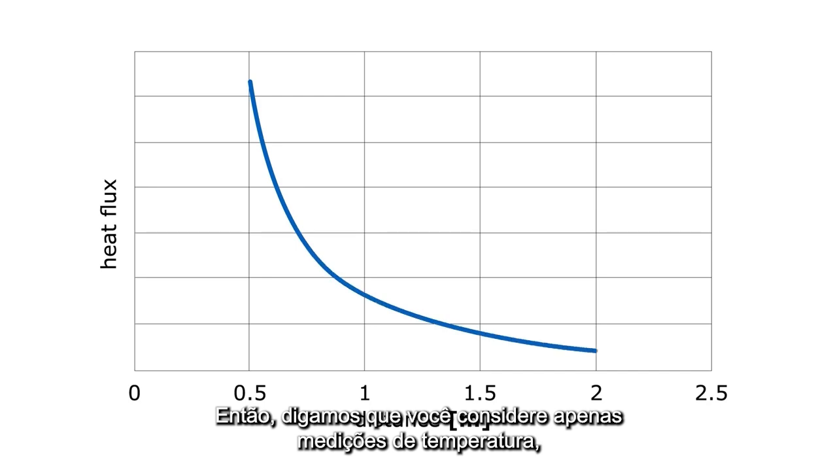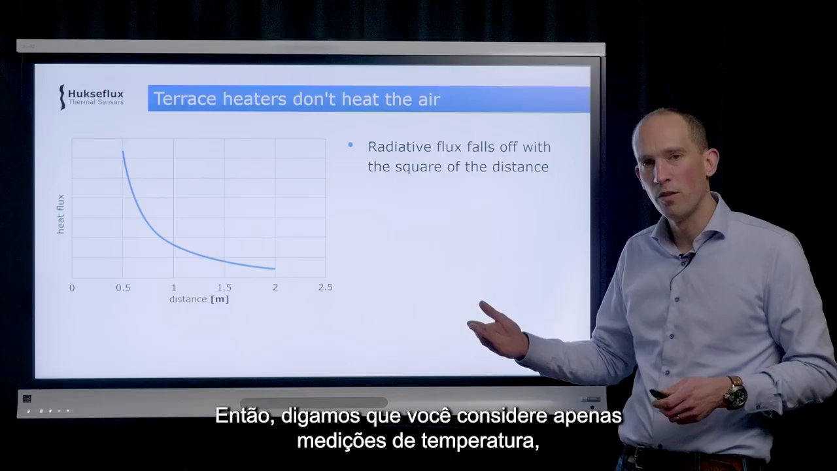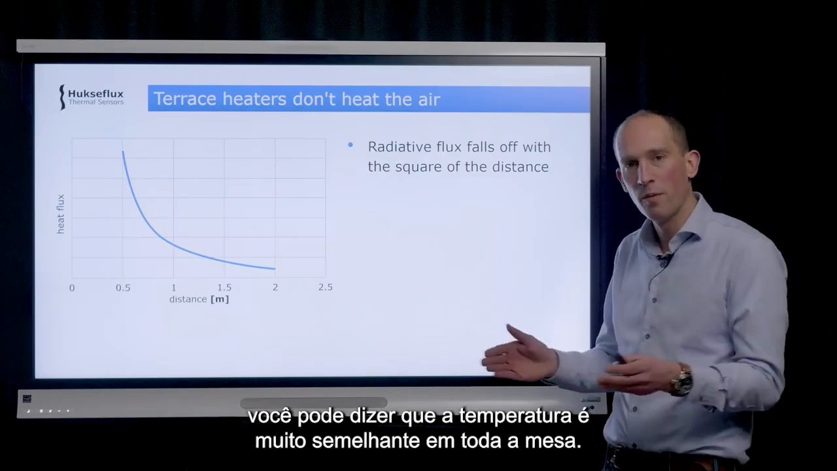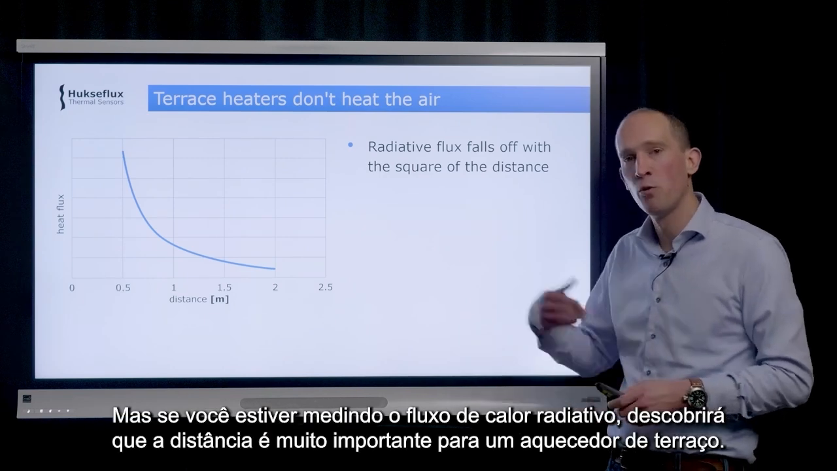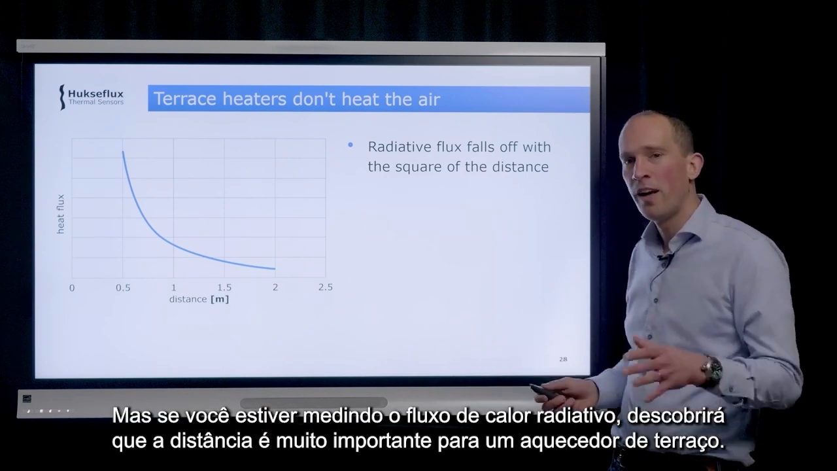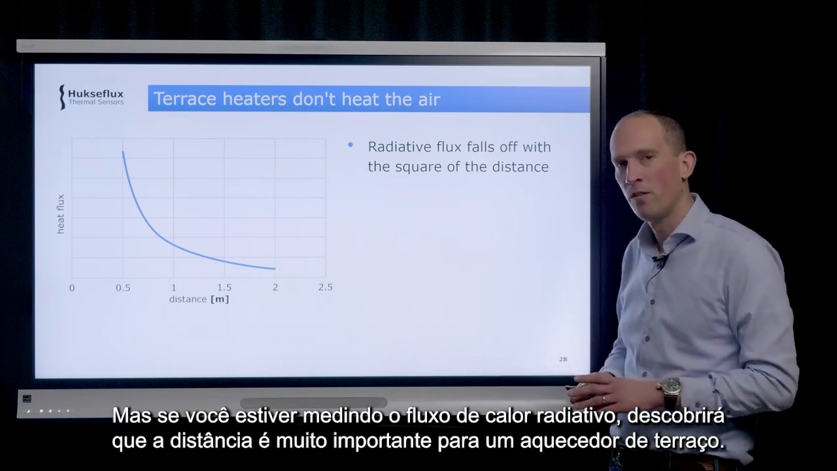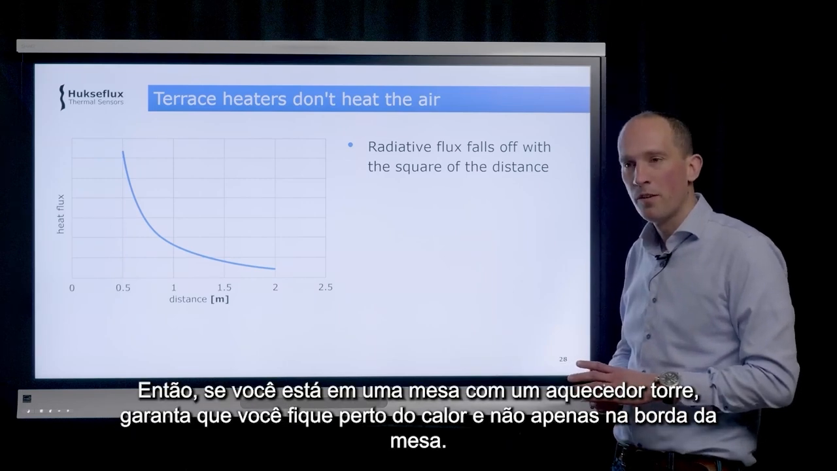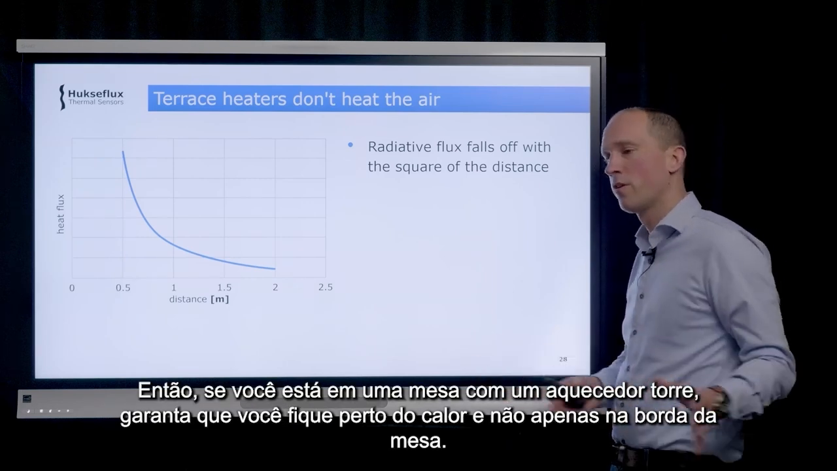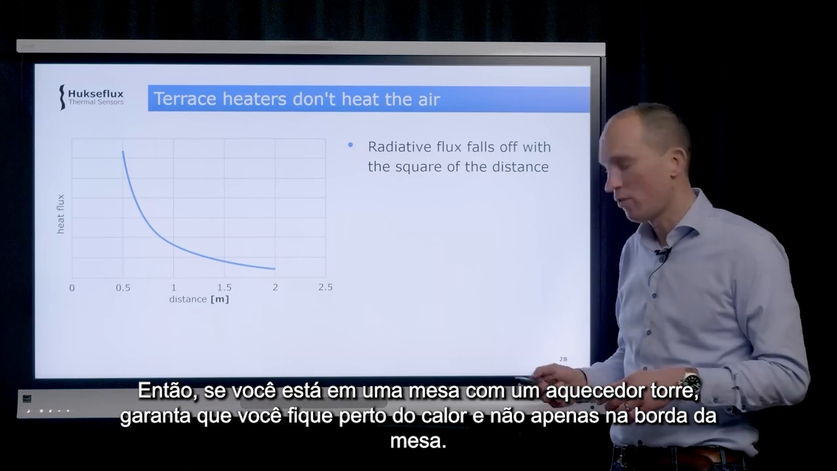So if you only consider temperature measurements, you might say, well, the temperature is very similar across my table, but if you're measuring radiative heat flux, you'll find out that distance is very important to a terrace heater. So if you have a table and a terrace heater, make sure you're close to the heater and not on the edge of the table.